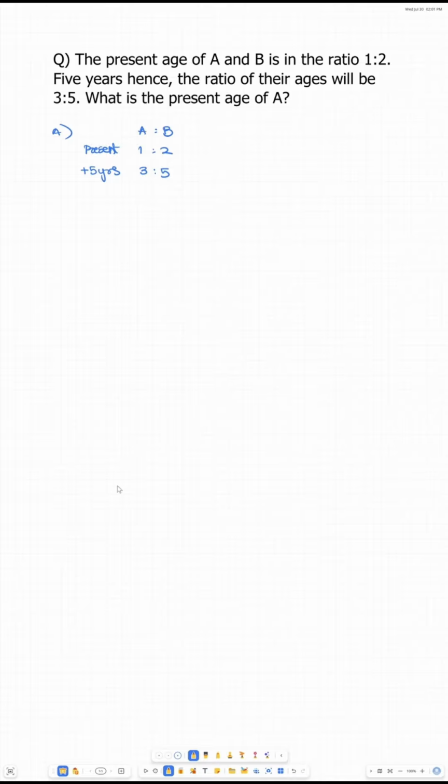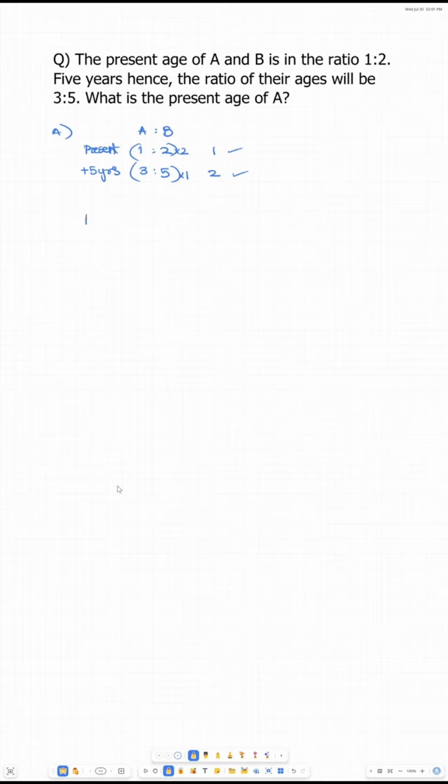In present ages, the difference is 2 minus 1, which is 1. After 5 years, the difference in ratio is 5 minus 3, which is 2. Here the differences are not the same. Here it is 1 and here it is 2. In order to make it the same, we need to multiply this with 2 and this with 1.